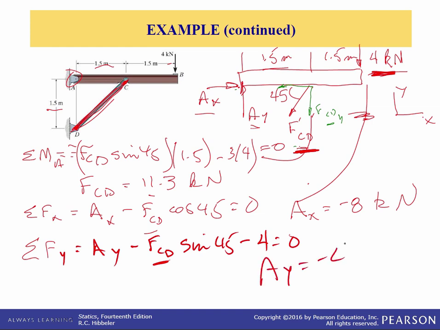be minus 4 kilonewtons. Now remember, the negative sign just means that I assumed the reactions in the wrong direction initially, so they actually act opposite. So A sub Y came out to be minus 4, so A sub Y is actually pointing down. Likewise for A sub X.